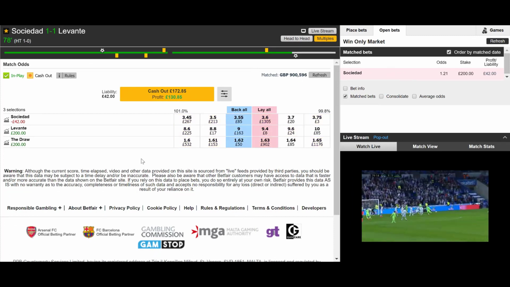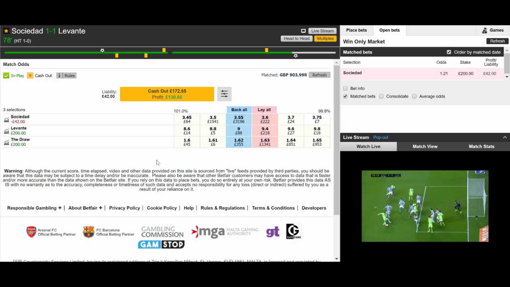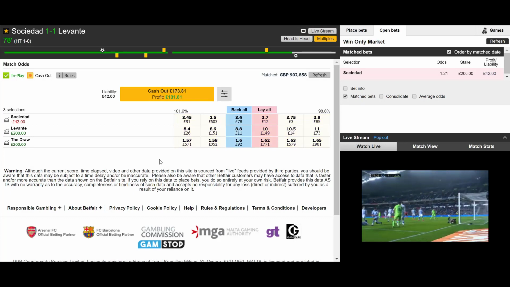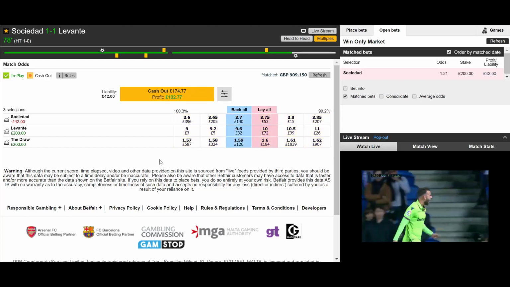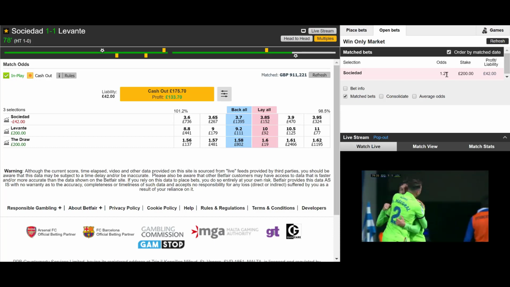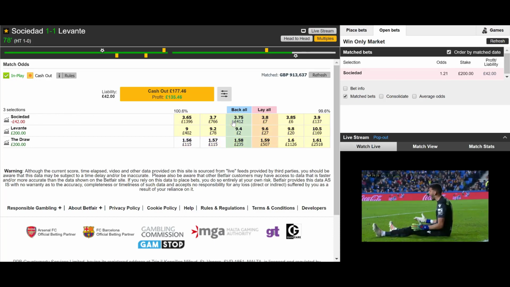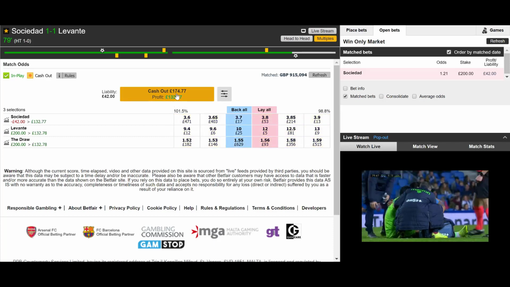And here we are, 79 minutes on the clock, and we just got the equaliser from a corner. I told you Levante were threatening. In the Spanish league, they do use VAR, so I'm going to wait until I actually see the players kick off again before I do anything on this market. But you can see that we laid 1.21, £200 stake, and the price on Sociedad has now gone up to 3.75. It's going to shoot around all over the place, and we should be able to lock in £132 profit.